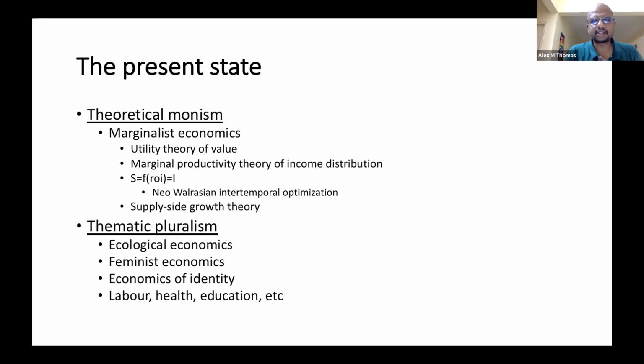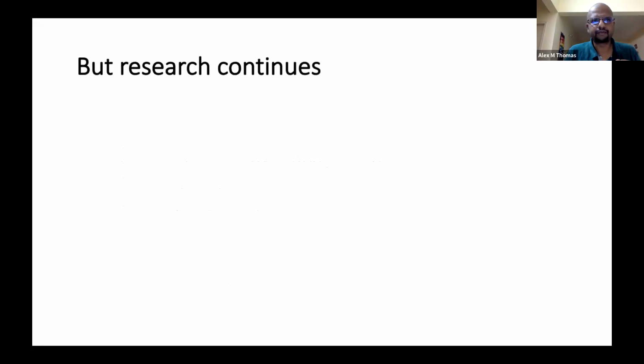But it is not the case that there is no thematic pluralism. Most curricula have electives or courses on ecological economics, in some cases feminist economics, economics of identity, labor, health, education, etc. So when students take a look at the curriculum today, sometimes they feel that there is pluralism because there is thematic pluralism. But I want to make a distinction between thematic pluralism and theoretical pluralism, and my claim is that in terms of our curricula, we are still largely monist when it comes to theory.